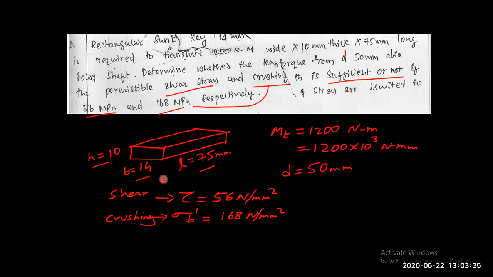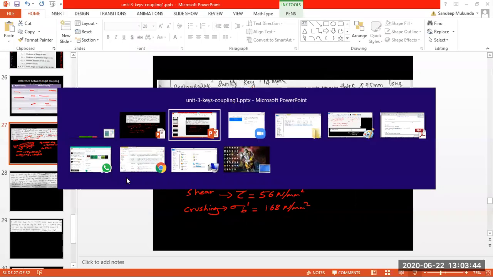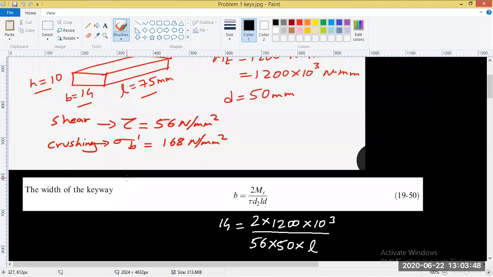So we know all dimensions. Only thing we need to establish now is whether it is sufficient or not. That's it. Okay. Not much of a big deal. And we already started with this problem in the previous class. So the thing is, it was using this equation, that is 19.5, we had to solve.